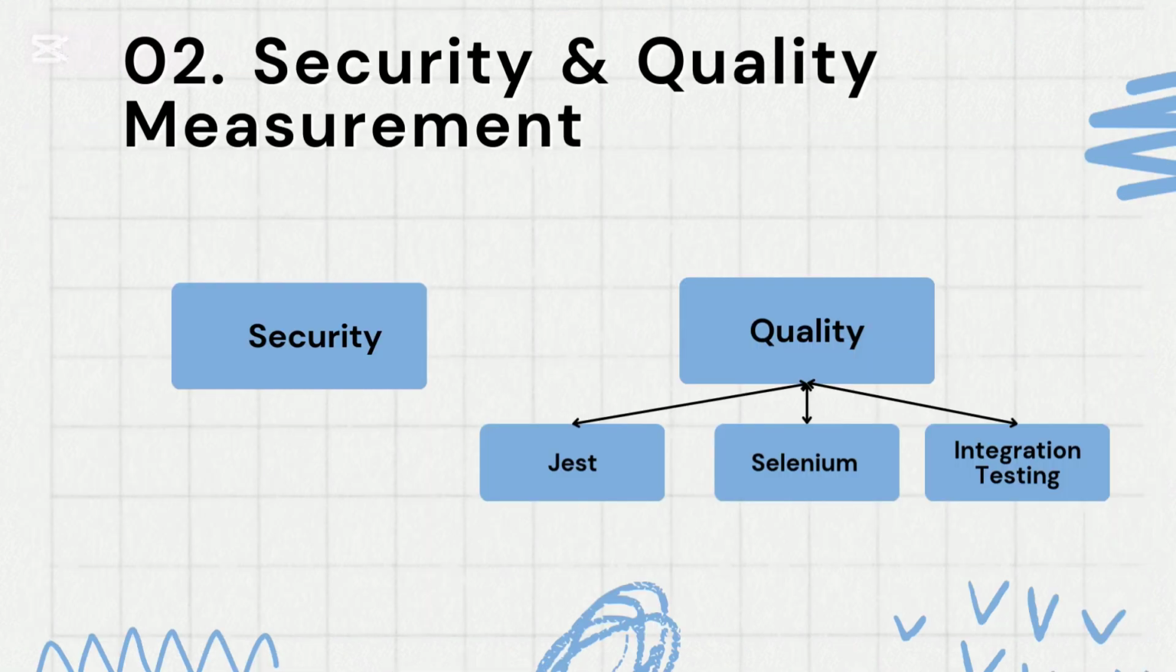Next, we have the security and quality measurements. About the security, as I mentioned before, we use Firebase authentication. It doesn't share the user password, which means that we don't store the user password in the database, just some basic information about the user, and that's all.